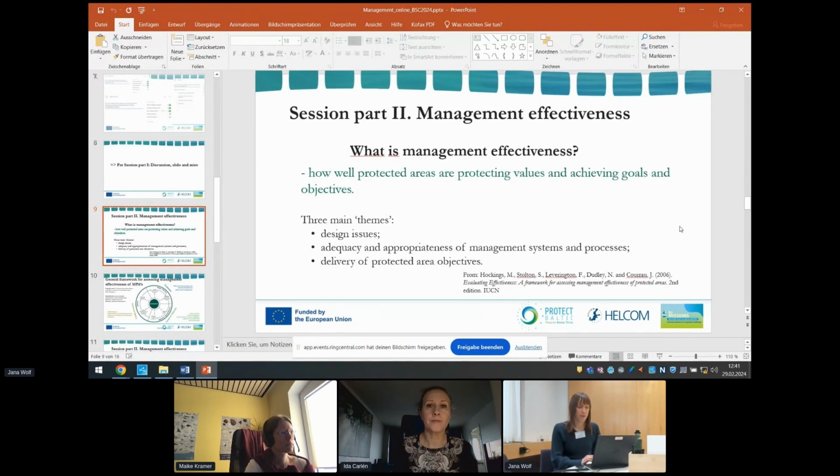Yes. Okay, very good. Now let's switch to the management effectiveness, and this deals with the question of how well protected areas are actually protecting the values and achieving their goals and objectives. And that's about 3 main themes we deal with according to Hawkins et al. One is the design issue, second, the adequacy and appropriateness of management system and processes, and then the last one, delivery of protected area objectives.